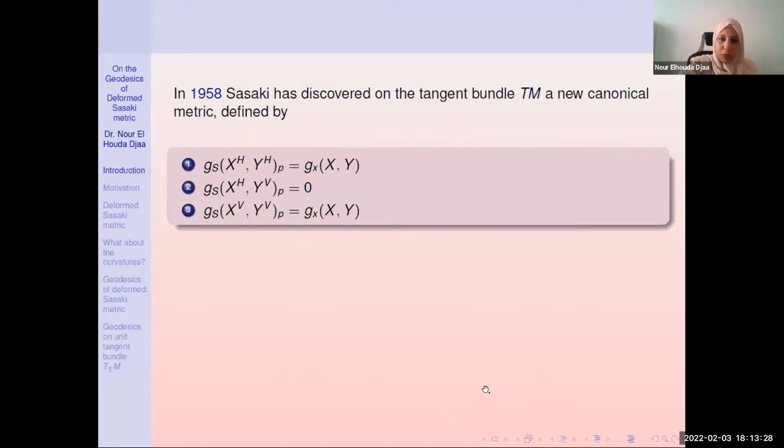So Sasaki has discovered on the tangent bundle TM a new canonical metric defined by g_S equal to g(X, Y) on the horizontal side, as well as on the vertical side, and g_S between X^H and Y^V equals 0. This metric is a sort of natural metric, and it is also called the diagonal metric.